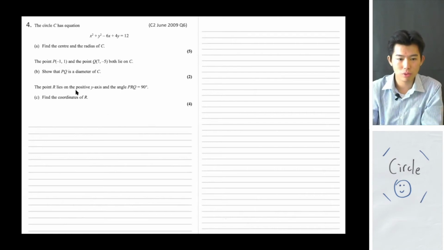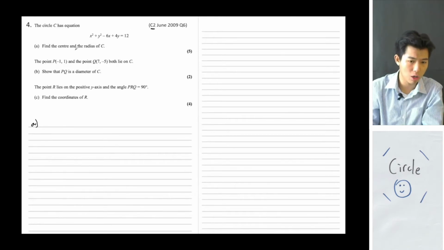Okay, let's move on to the next question. This question here is from C2 module, June 2009, question 6. For part A, they want us to find the center and the radius of C. It's actually pretty similar to the previous few questions.